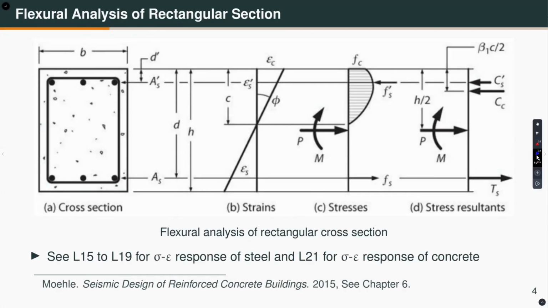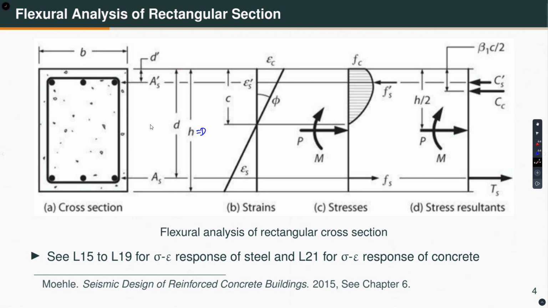Let us say we have a rectangular reinforced concrete cross section. The width is B and the overall depth is denoted by H, but I may often denote it by capital D, and the effective depth is denoted by little d. The area of the tension steel is given by As, and the area of the compression steel by As prime. The depth of the compression steel is d prime, whereas the effective depth of the tension steel is given by d.